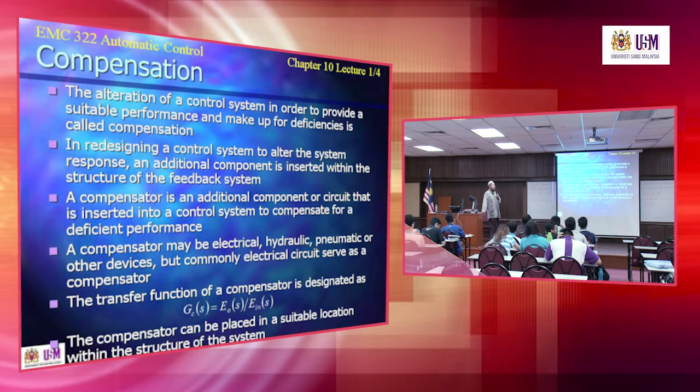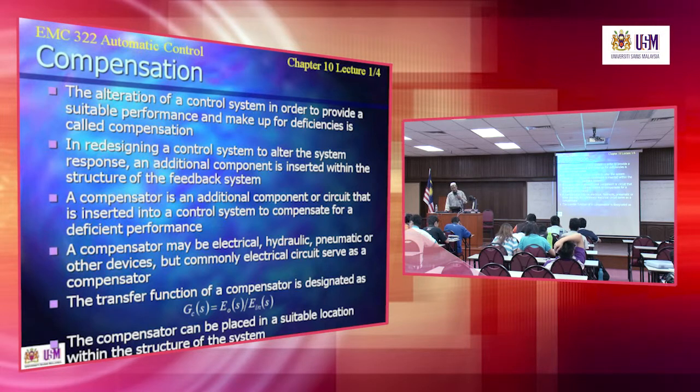Okay, the only thing is that nowadays most engineers utilize electrical systems to add the compensator. Because why? Because an electrical system is easier to add compared with other systems. You can add a mechanical system if you want, but normally the mechanical system is quite more difficult compared to an electrical system. And in fact, with the electrical system, nowadays some of the systems can also be implemented by using a computer as well. So that's why people prefer to add the compensator using an electrical system.